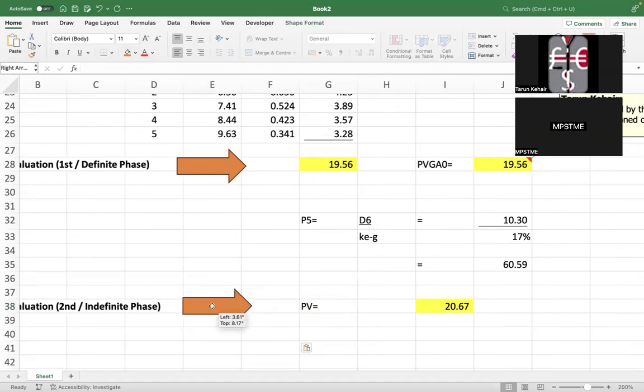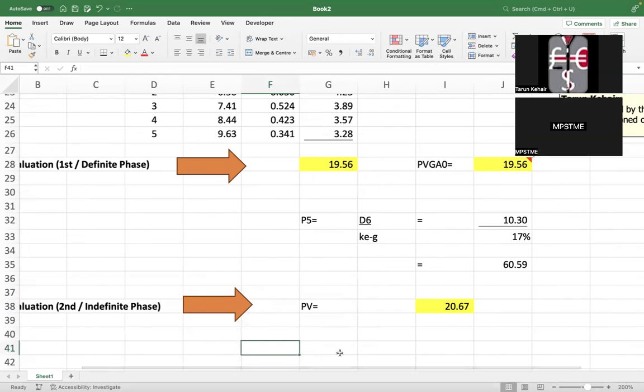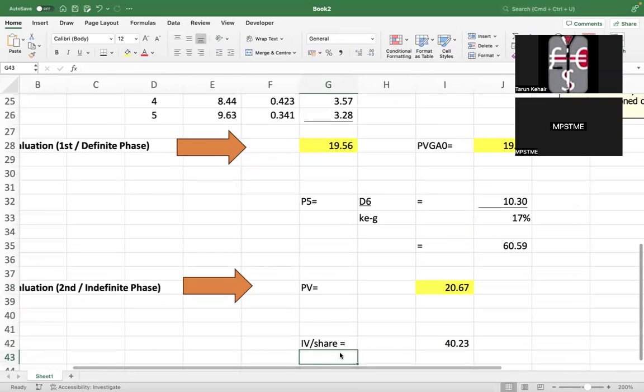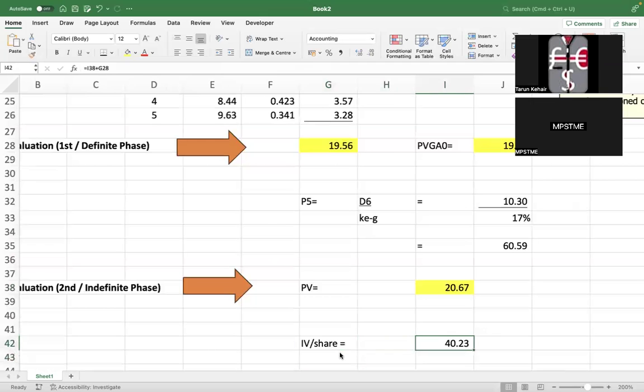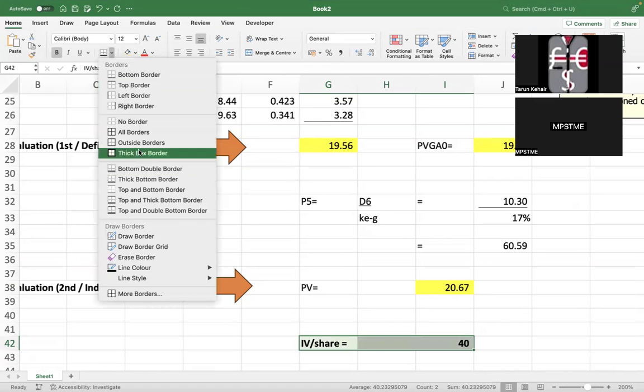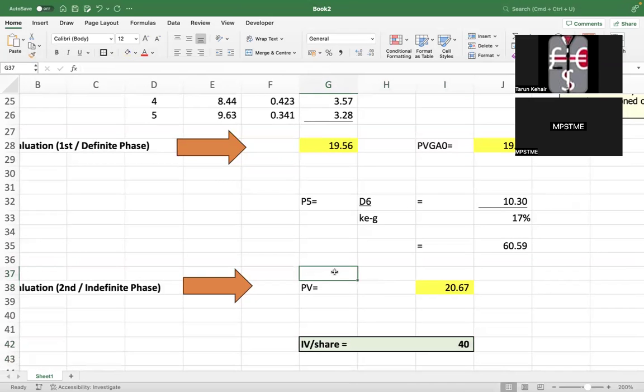अब ये दोनों ही प्रेजेंट वैल्यू टर्म्स में है. So if you add both of them, you will get the intrinsic value of the share, which will be 20.67 plus 19.56, which is 40.23. जो कि I can also write, if I round it off, I can write it as 40 rupees. So that means the intrinsic valuation or the fair value of the share is 40 rupees today.